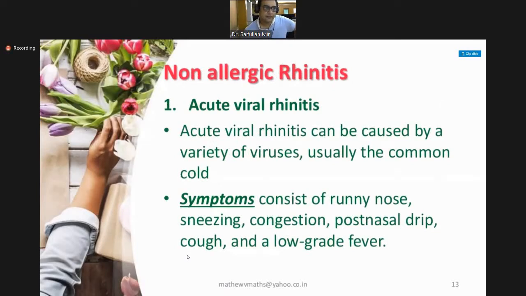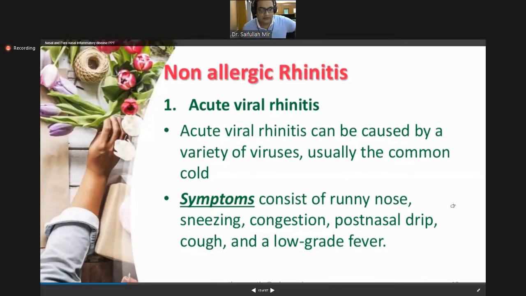So now we're talking about viral rhinitis. Acute viral rhinitis can be caused by a variety of viruses. Usually it's influenza, but sometimes they're like coronaviruses and a lot of others. And they appear with a cough, sneeze, post-nasal drip, low-grade fever.